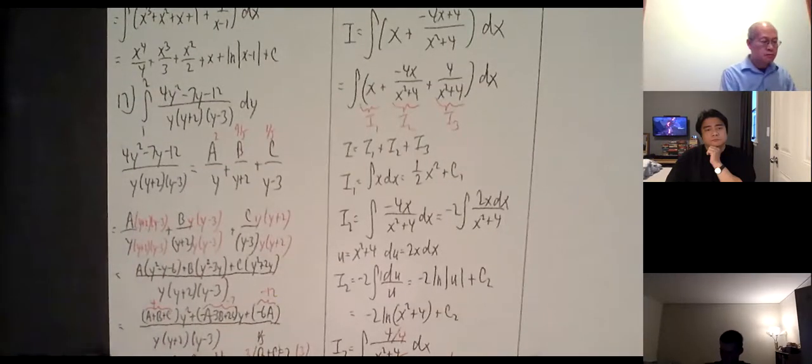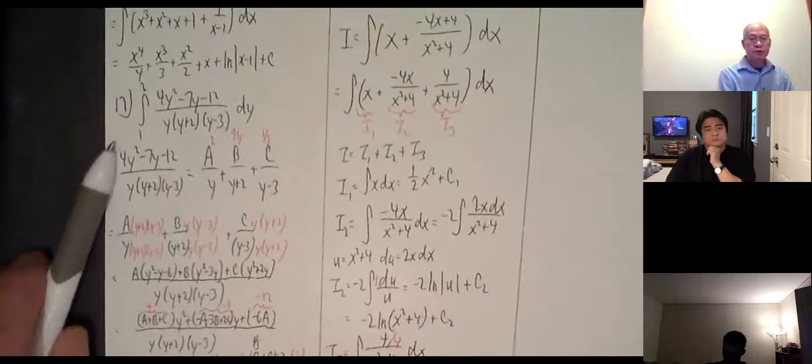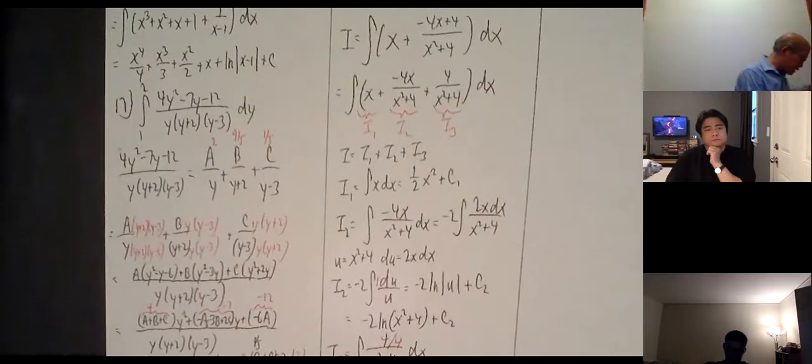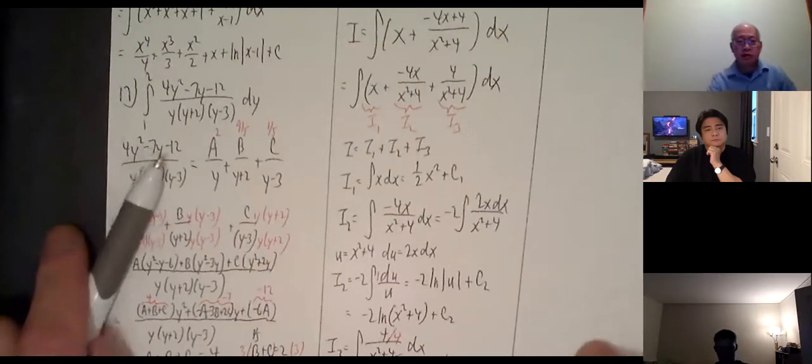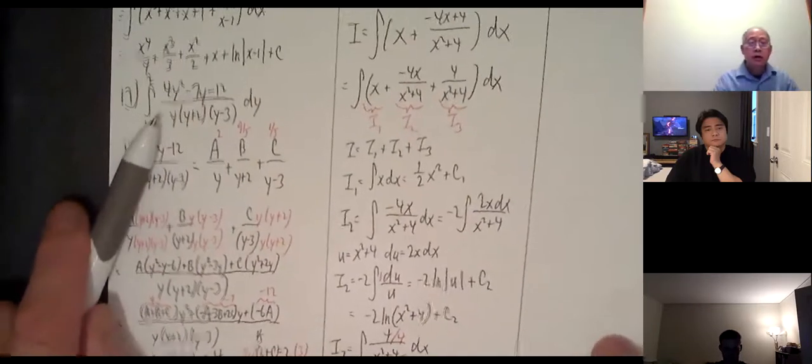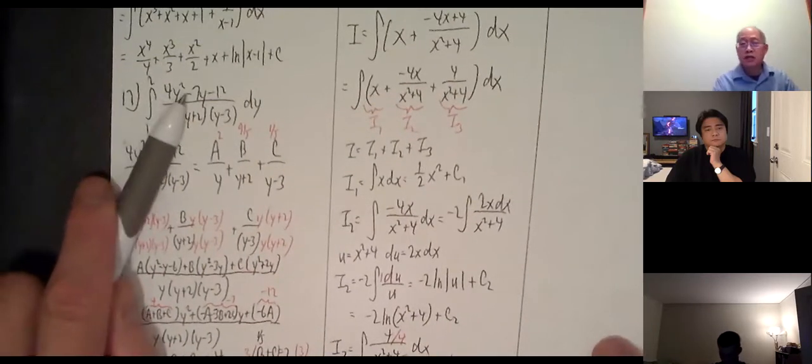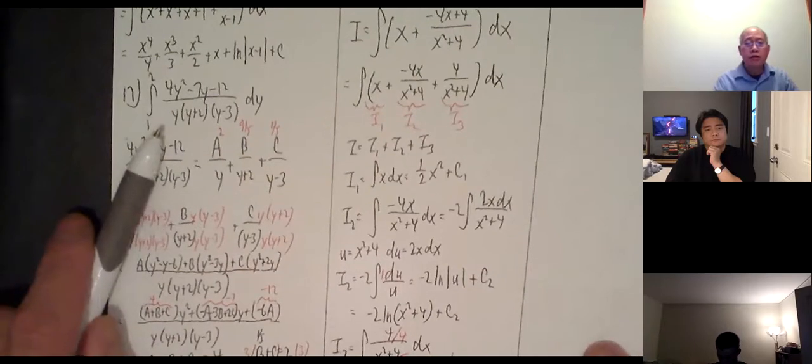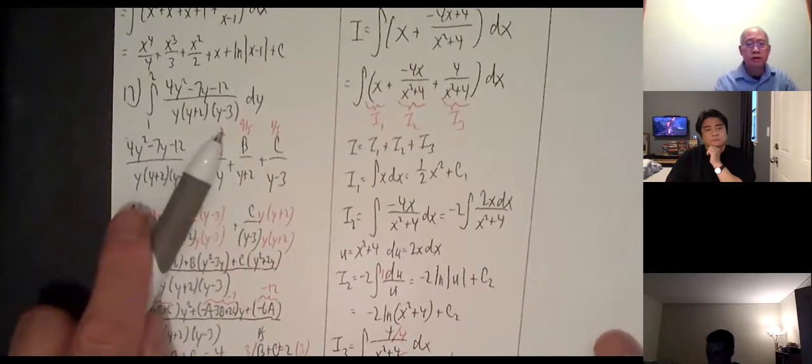Okay, so next one I want to show you is 17. So I went a little out of order here. Let me check if that's the same as, yeah, it's the same. This one is much longer. Okay, 4y squared minus 7y minus 12 over y times y plus 2y minus 3.